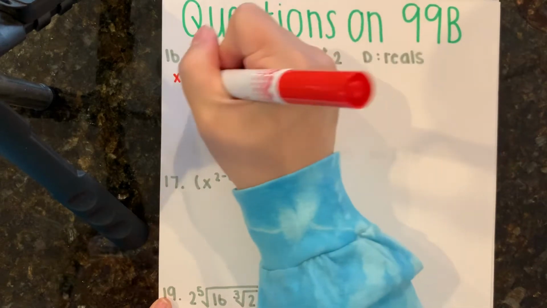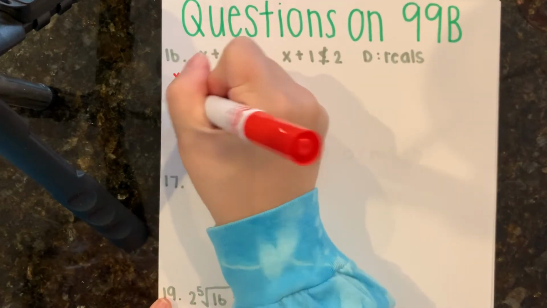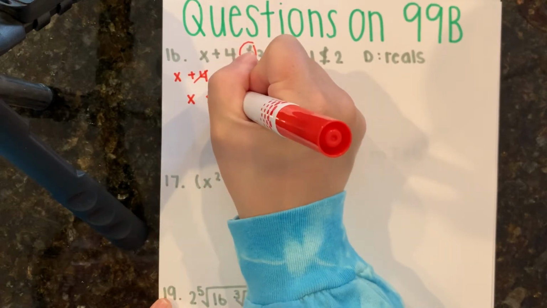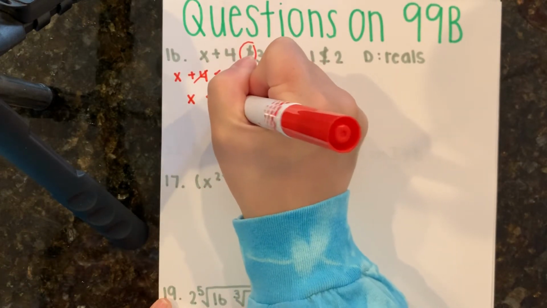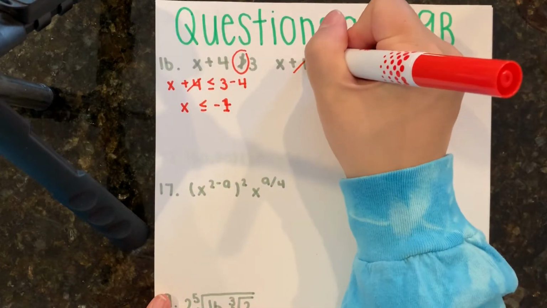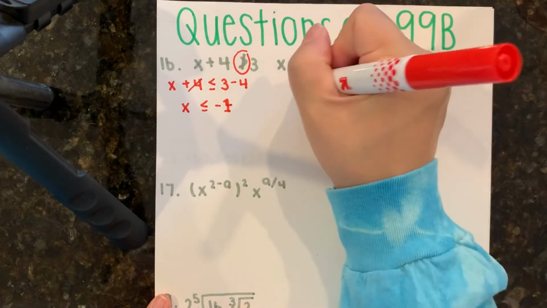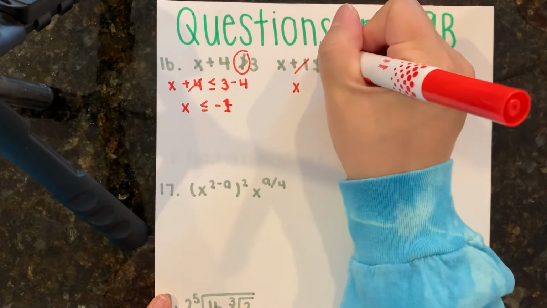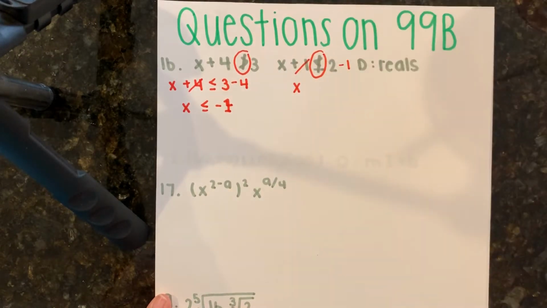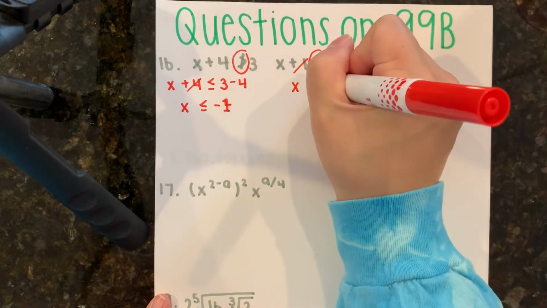I'm going to move the 4 to the other side by subtracting it, which means that x is going to be less than or equal to -1. Now for this next one, I'm going to move the 1 to the other side by subtracting it. And then I also forgot to switch my inequality. It had an equal sign, so I'm going to flip it. So x is going to be greater than 1.